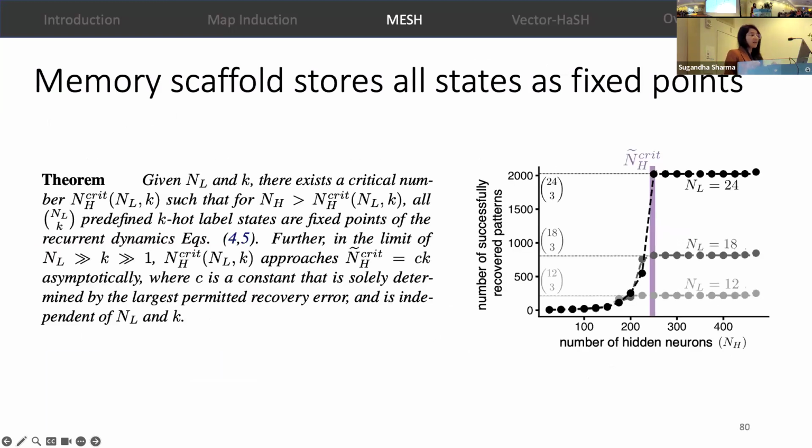We find that the memory scaffold stores all states as fixed points. Given a critical number of neurons in the hidden layer, the memory scaffold is able to stabilize all states on the scaffold, up to N_L choose k points, as fixed points of its dynamics. And more importantly, asymptotically with large N_L, this critical number of hidden neurons becomes independent of N_L and only scales linearly with k.